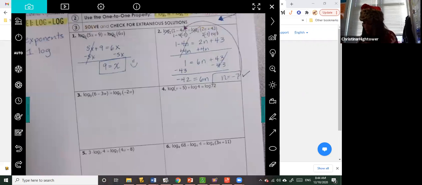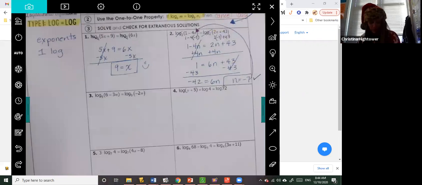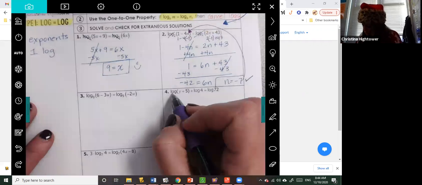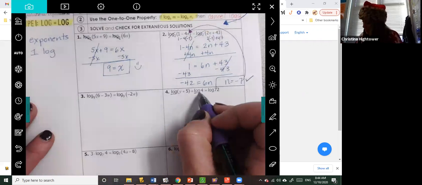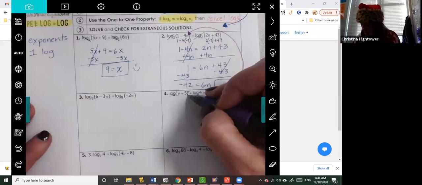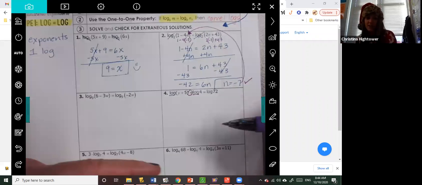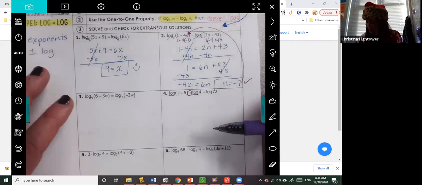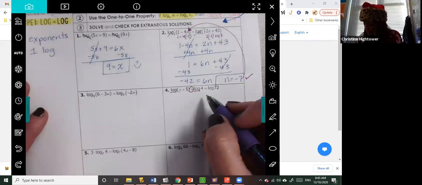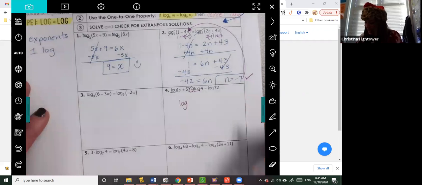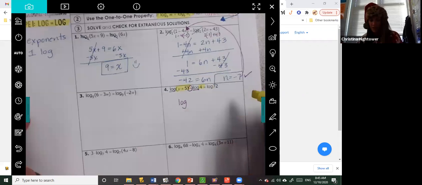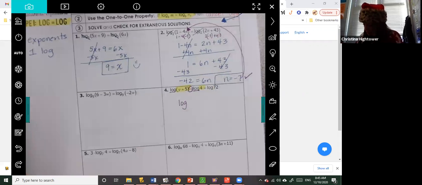All right, so now I'm going to move down to number 4 because it looks a little bit different. On number 4, we actually have 2 logs on the left side with a plus sign in the middle. And we know if I'm trying to condense that, plus signs and multiplication go together. So look back at those notes. So I'm going to rewrite the log one time. And then I know that I actually have to multiply each one of these numbers together. Okay. So it doesn't matter which order you do it in.